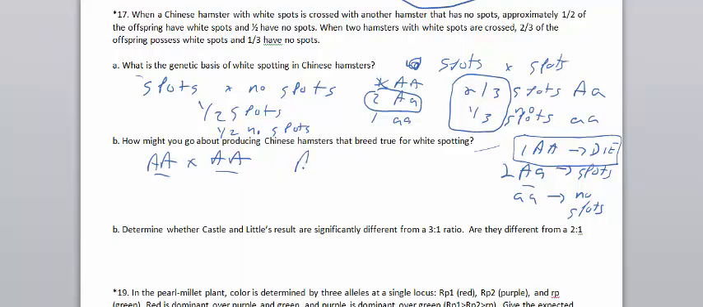There may be some ways that you could, if you get these guys for spotting and you wanted to make those true breeding, I just don't think there's a way to do it, because these guys will never be true breeding because they're heterozygotes. You'll always get 1/3 of these will come out as having no spots. So it's kind of a trick question. Can't do it.